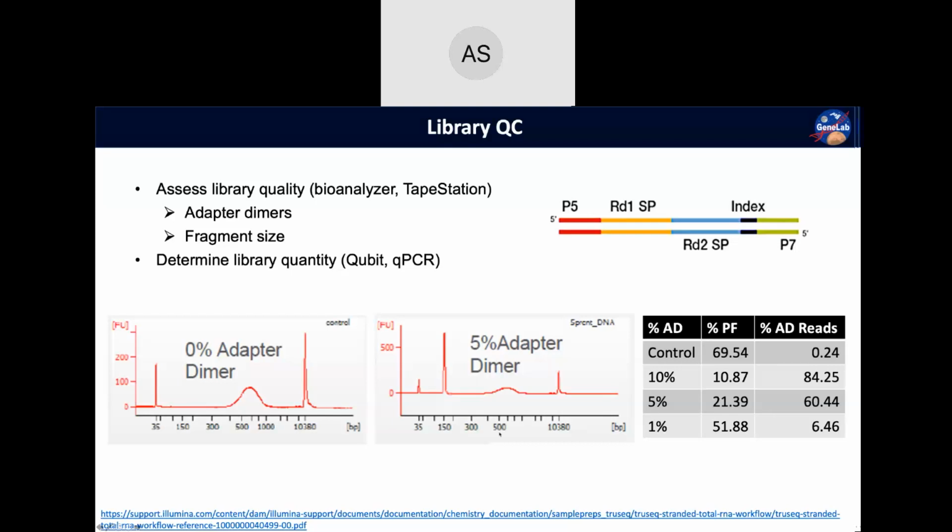Okay. So just to clarify, the reason for this is that even though it's, say, only 5% of the total mass, it takes up 60% of the flow cell?